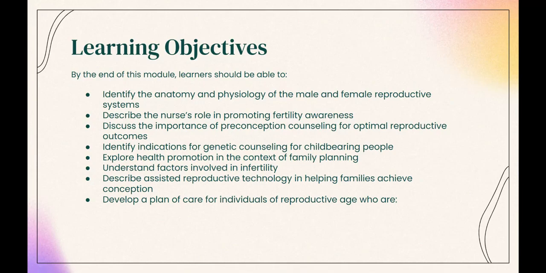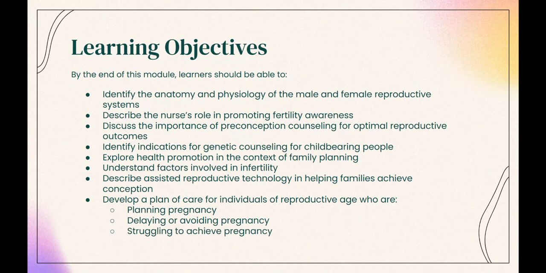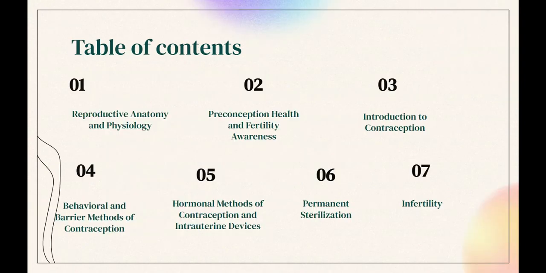When we get to class, we'll develop plans of care using realistic case studies for individuals of reproductive age who are either planning a pregnancy, trying to avoid or delay a pregnancy, or struggling to achieve a pregnancy. And here's your table of contents. This video will include the first topic, which is reproductive anatomy and physiology.